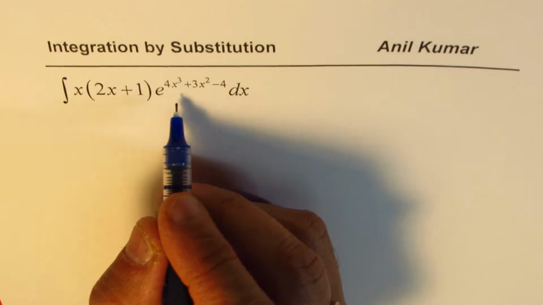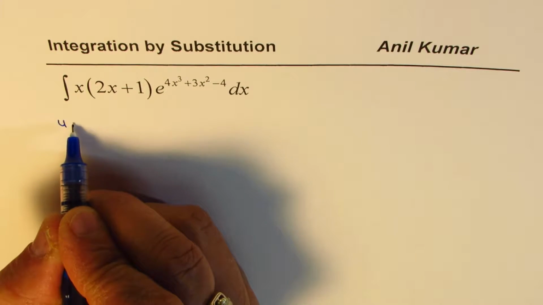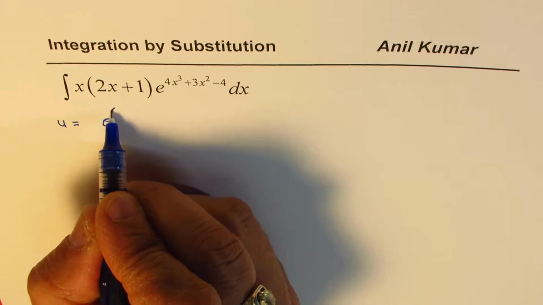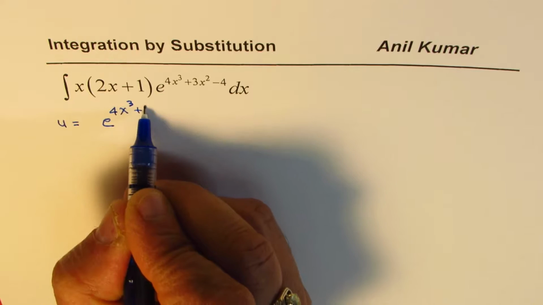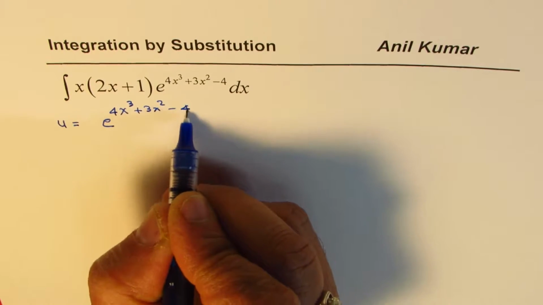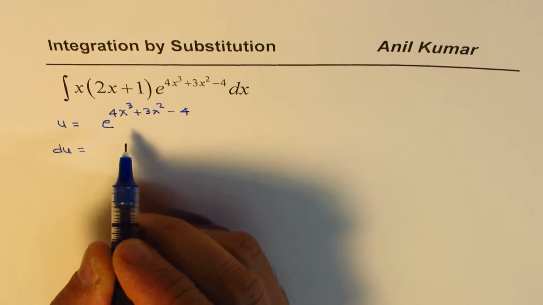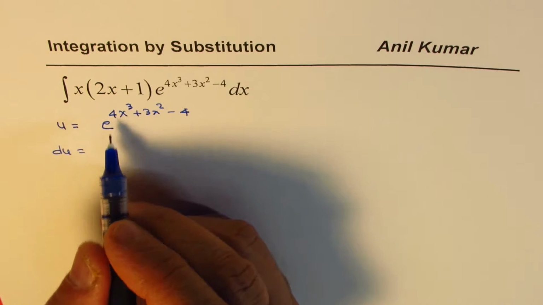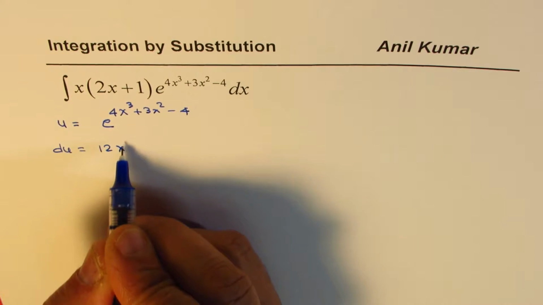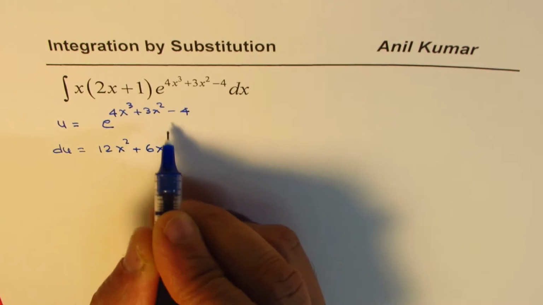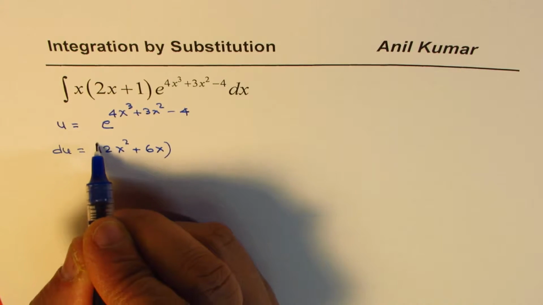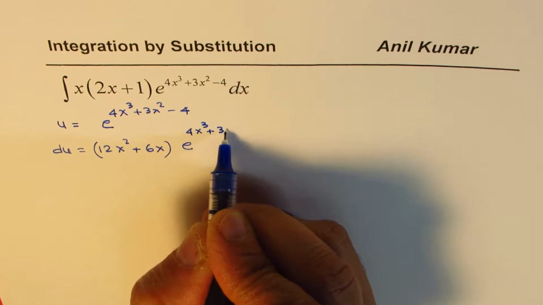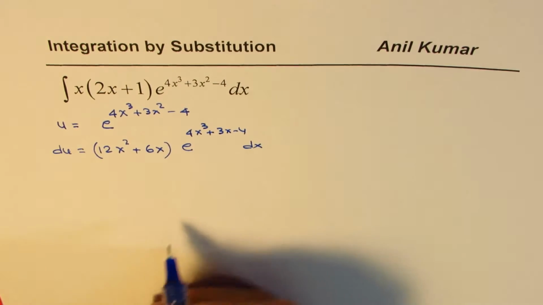So we could substitute u equal to e to the power of 4x cubed plus 3x squared minus 4. In that case, du will be equal to the derivative of all this, which is 4 times 3 is 12x squared plus 6x, times e to the power of 4x cubed plus 3x squared minus 4 dx.